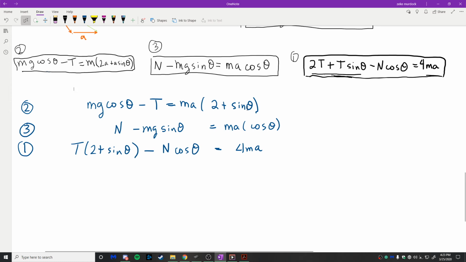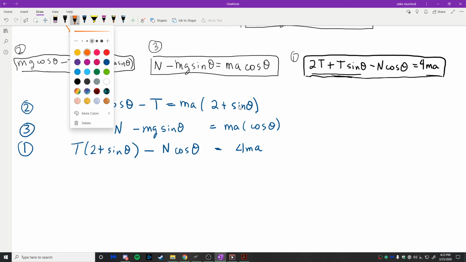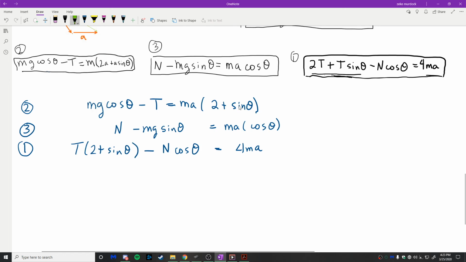Can anyone tell me what I should multiply by? If I want to multiply equation 1 by something so that when I add equation number 2 and 1 together, I eliminate this term right here, what would I need to multiply the first equation by? Yep, so that's what we're going to do, and I'll do this in a different color, a light green. We're going to take both sides of this equation and multiply by 2 plus sine theta.